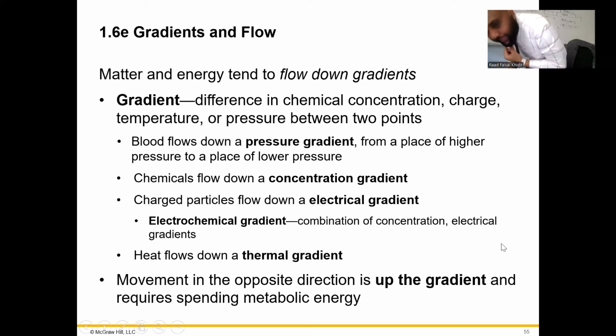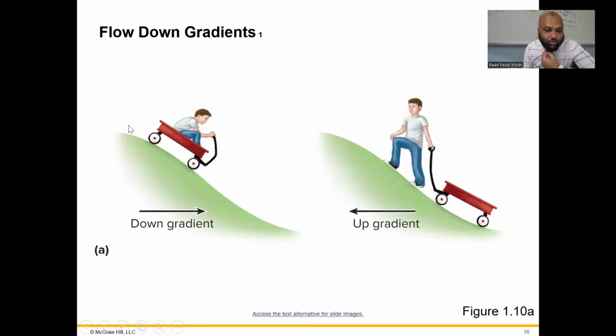It is a movement in the opposite direction. So the movement in the opposite direction is up the gradient and requires spending metabolic energy. So that is down gradient movement. That's passive diffusion. And that's moving up the gradient. That is a form of passive or active? Active diffusion. Very good.